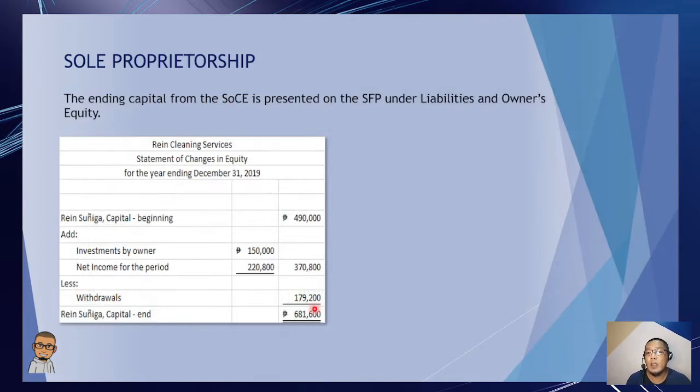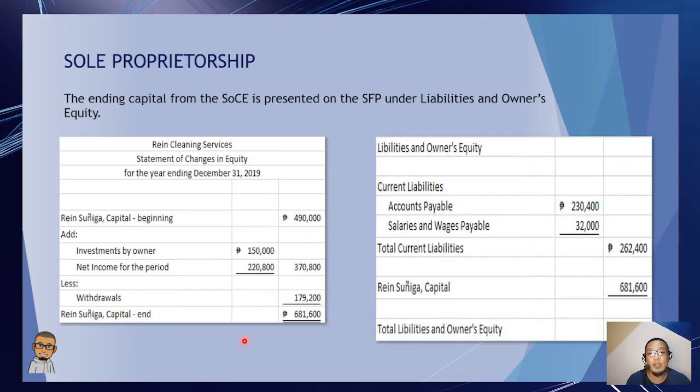Now, the statement of changes in equity, the ending capital balance will now be shown as part of our liabilities and owner's equity. Now, this is the excerpt coming from your balance sheet, which we have been using from the very start of our discussion. You will see that the same amount is shown here, so that we can show the total liabilities and owner's equity. And we have to make sure that the amount of total liabilities and owner's equity is equal to the amount of your assets shown in your balance sheet.